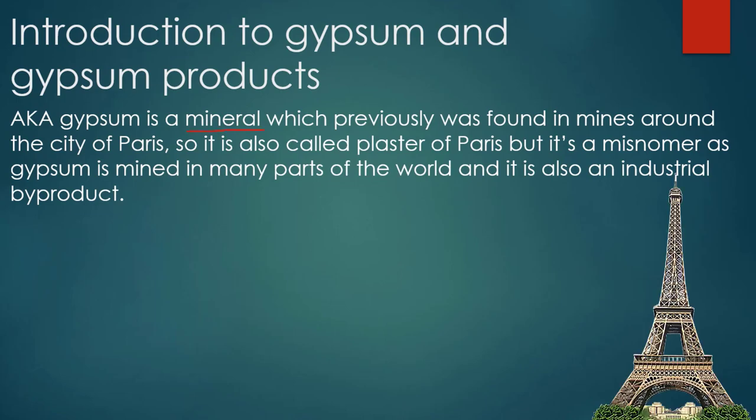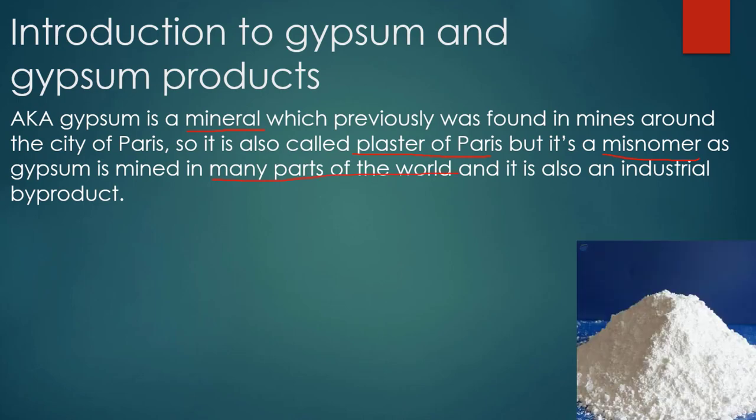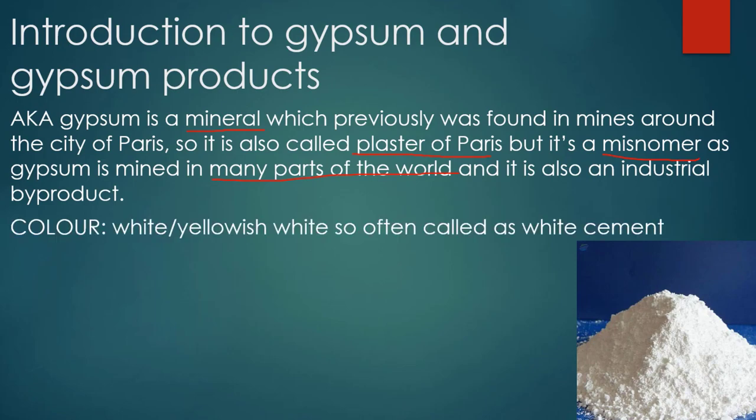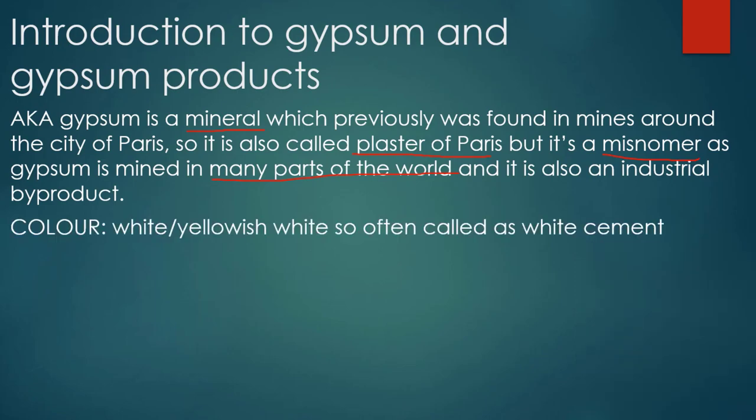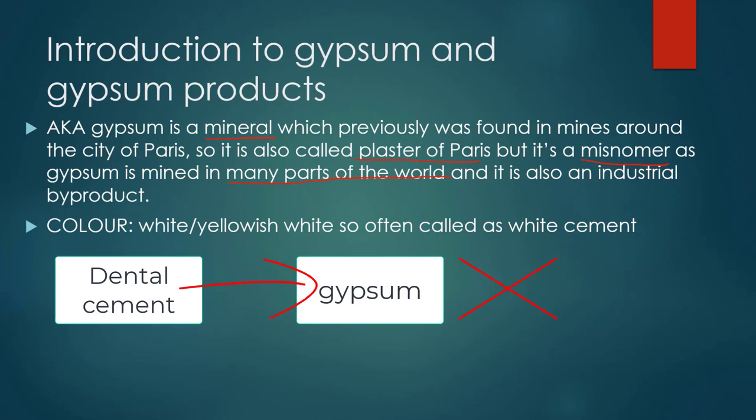So it's also called plaster of Paris, but it's a misnomer now as gypsum is mined in many parts of the world and it's also an industrial byproduct. The mineral gypsum is usually white to yellowish white in color, so it's often called white cement. But the term cement in dentistry implies some other material which has a different use. So don't confuse these two terms, cement and gypsum.